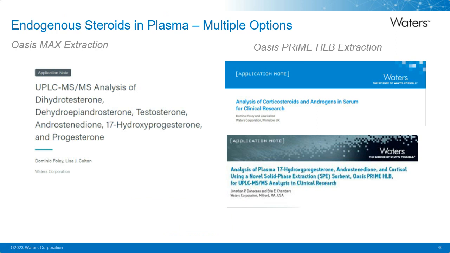So when we're looking at endogenous steroids in plasma, we found that there are a number of options that can be used. They are non-polar, so of course, Oasis Prime and Prime HLB are appropriate, but we can also have used a mixed mode exchanger, Oasis MAX, to add some additional cleanliness and selectivity, and I'll show you how that works.